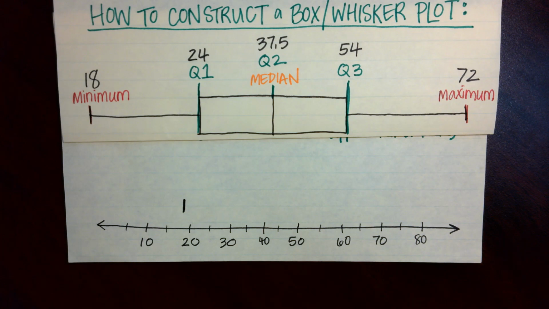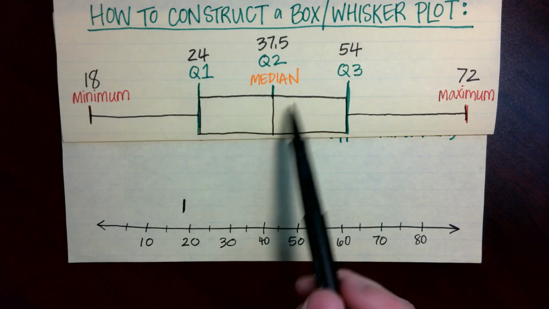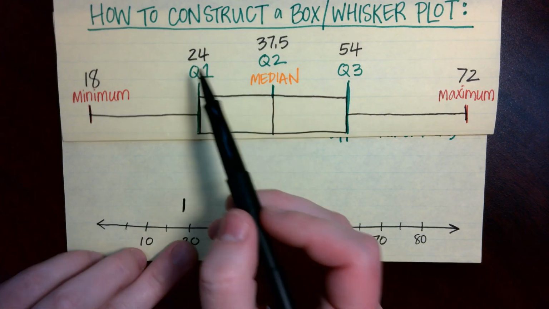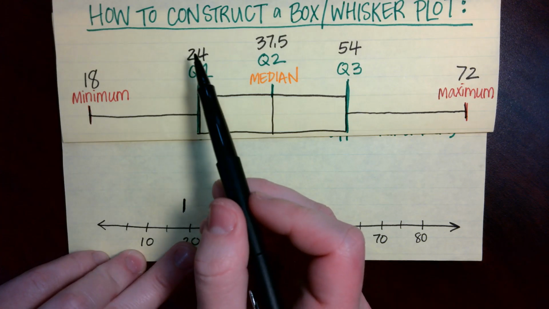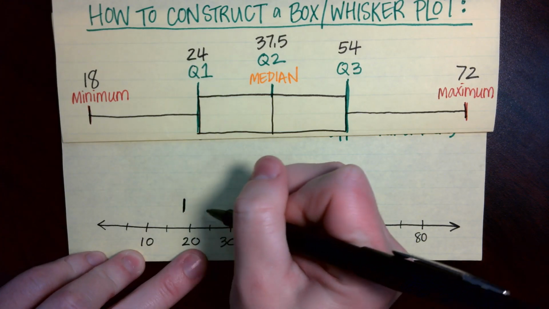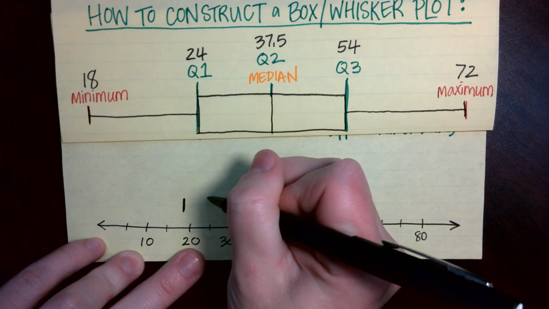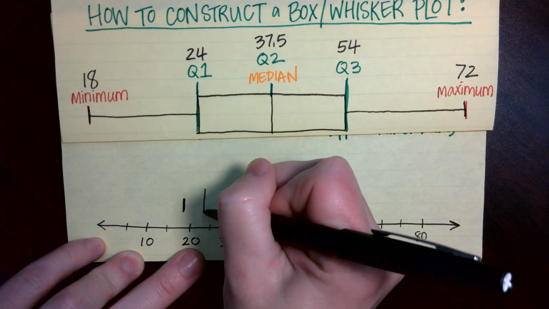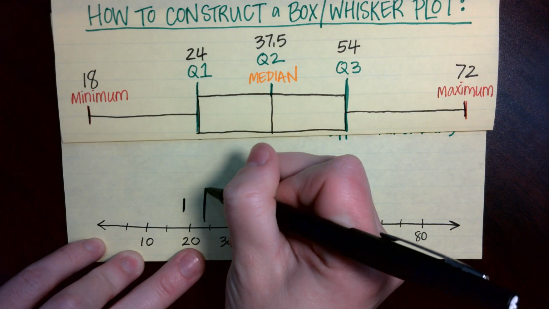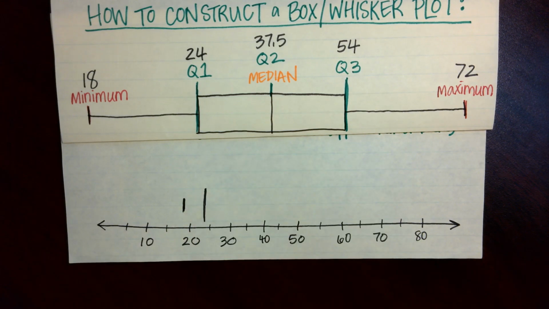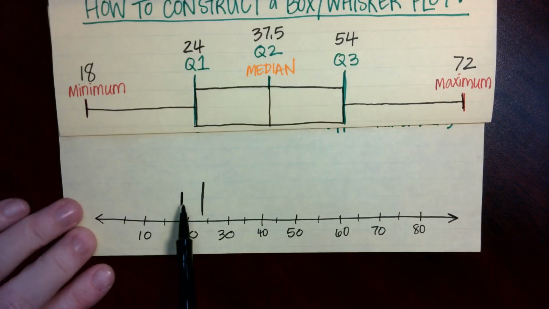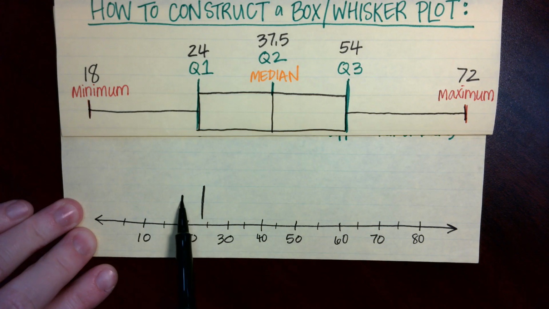20, 20, and 25. Right by 25. Yeah, so my Q1 is 24. So I want that to come right before 25. So maybe here. Close enough. There's Q1. And since I already have my minimum to my Q1, I could go ahead and draw this line for my whisker.